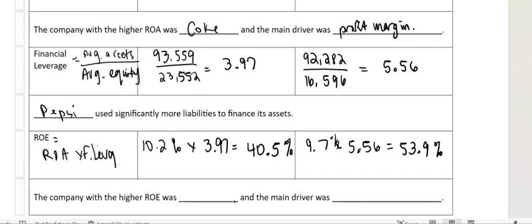So what's our takeaway here? Even though Coke had a higher return on assets, this use of leverage, so the ROA is great looking at the company as a whole, but this use of leverage by the stockholders, minimizing the amount the stockholders had to put in and using those borrowed funds, ended up with a return on equity being significantly higher. So the company with the higher ROE was clearly Pepsi, and the main driver was the use of financial leverage.